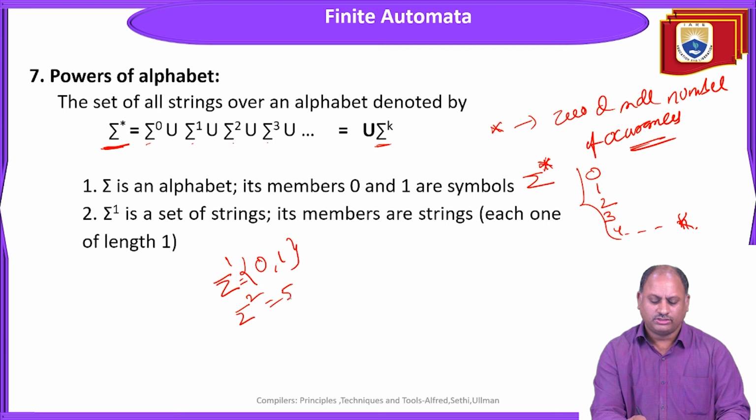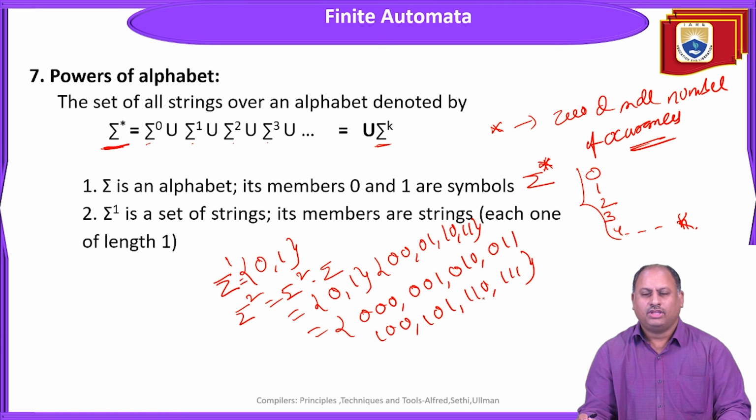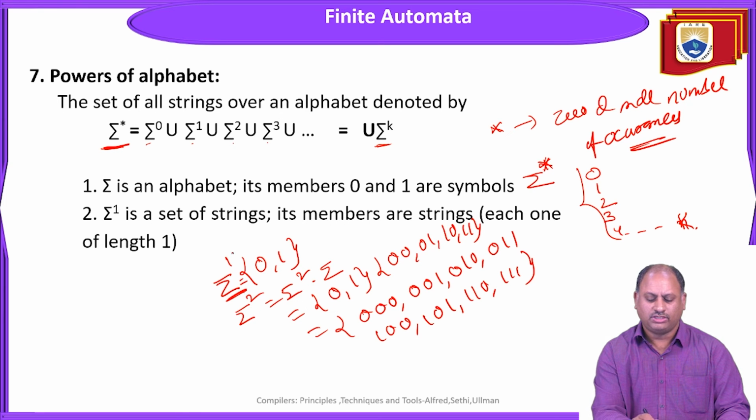Sigma power 1 gives 0, 1. Sigma power 2 is sigma power 1 dot sigma. So here the individual strings are 0 0, 0 1, 1 0, 1 1. The important thing is the number of strings formed over the alphabet, and in sigma power 1 the individual length of each string is also 1.